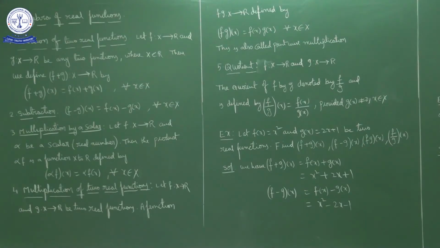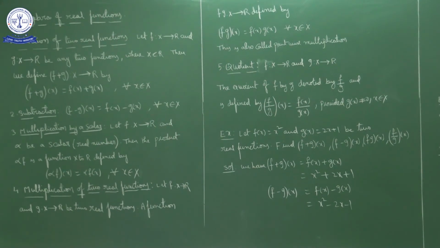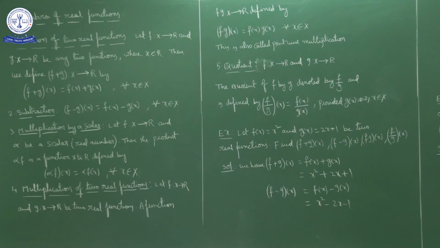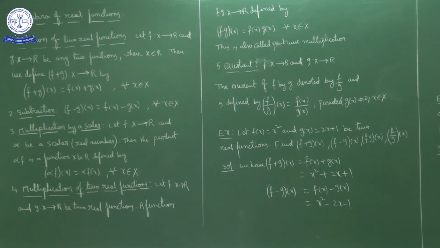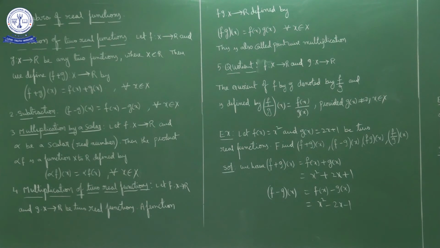Next concept: algebra of real functions. Algebra means addition of two real functions, subtraction, scalar multiplication, multiplication of two real functions, and quotient of two real functions. We will discuss these here. First, addition of two real functions. Let f from X to R and g from X to R be two functions, where X is a subset of R. Then the addition f plus g from X to R is defined by (f plus g)(x) is equal to f(x) plus g(x) for every x belonging to X.